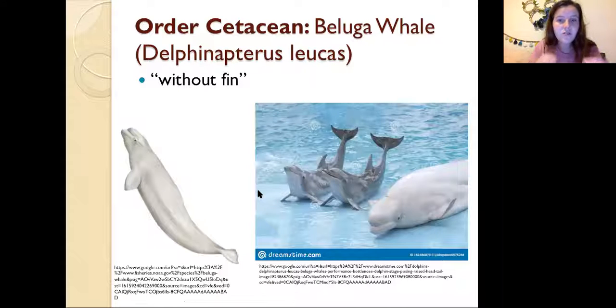Okay, so they do not have a dorsal fin, and their scientific name, Delphinapterus, means a dolphin without a fin. So you can see that the dolphins here have a fin and they do not. This enables them to swim underneath the ice in their Arctic regions when they're hunting for food without having any restrictions there.